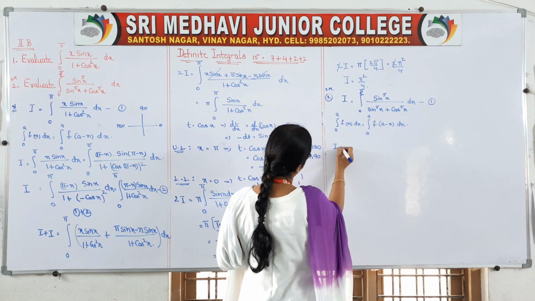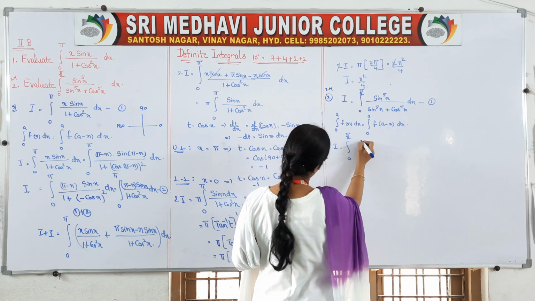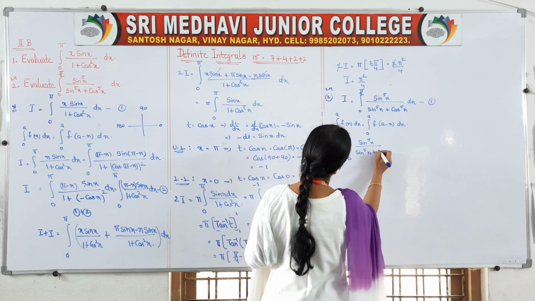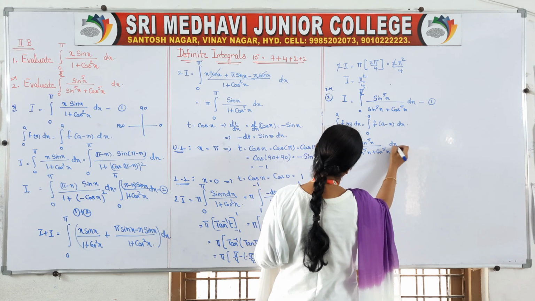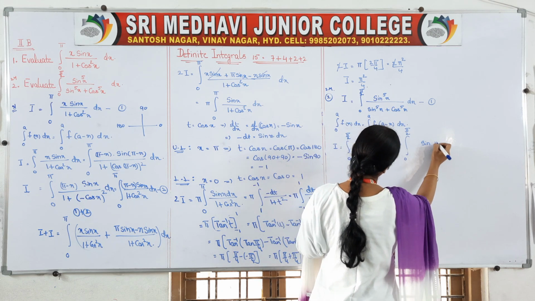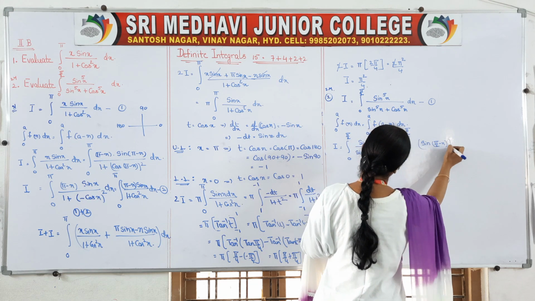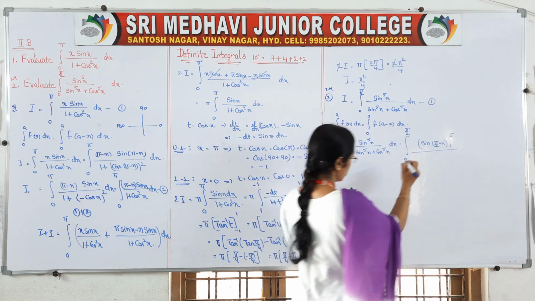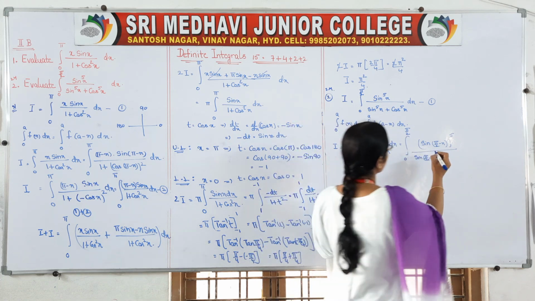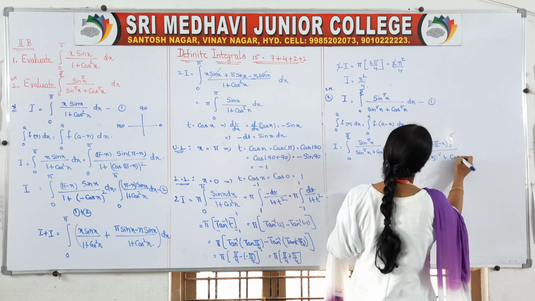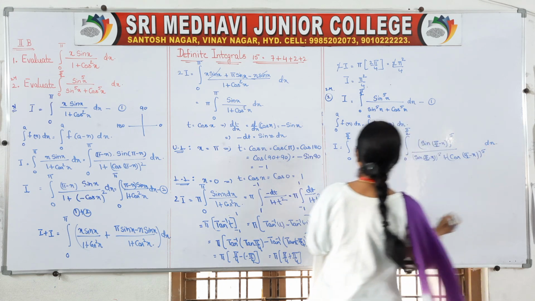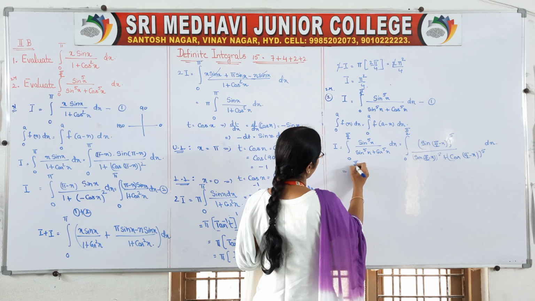So we can write I is equal to integral 0 to pi by 2 of sine to the power of 5x by sine to the power of 5x plus cos to the power of 5x dx, which is equal to integral 0 to pi by 2 of sine of pi by 2 minus x whole to the power of 5 by sine of pi by 2 minus x whole to the power of 5 plus cos of pi by 2 minus x whole to the power of 5 dx.